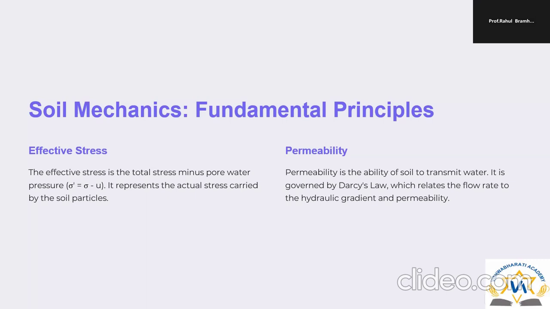The fundamental principles are, first, effective stress, and next, permeability. What is permeability? Permeability is the ability of soil to transmit water. It is determined by Darcy's law, which relates the flow rate to the hydraulic gradient and permeability. These are the fundamental principles of soil mechanics.